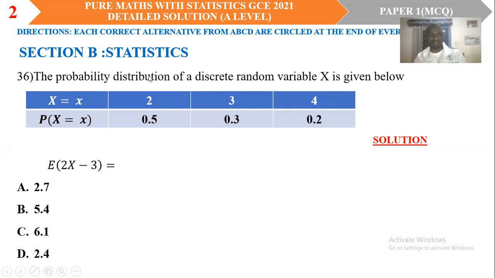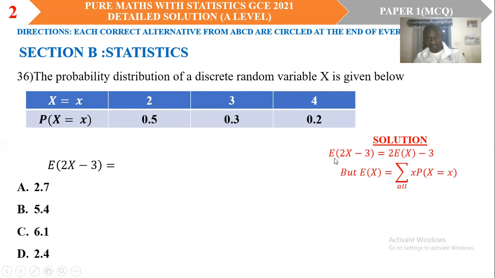The probability distribution of a discrete random variable x is given below. When x is 2, the PDF, P of x equal x, is 0.5. When x is 3, we have 0.3. And when x is 4, we have 0.2. The expectation of 2x minus 3 is.